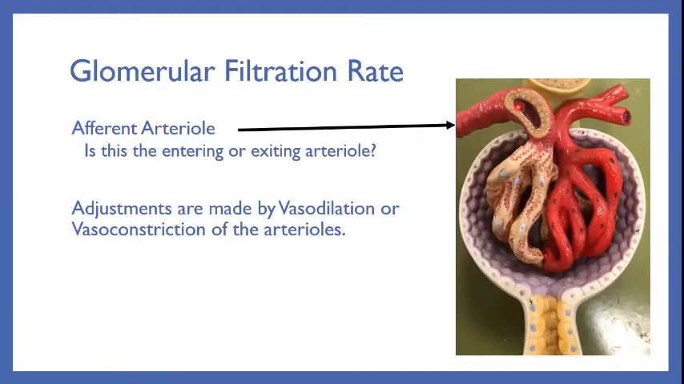Here's the afferent arteriole. Is it the entering or the exiting arteriole? The entering. And if you'll notice, the afferent arteriole is much thicker and has a lot more muscle than the efferent arteriole, the exit. This is so that adjustments can be made by vasodilation or vasoconstriction of this arteriole.